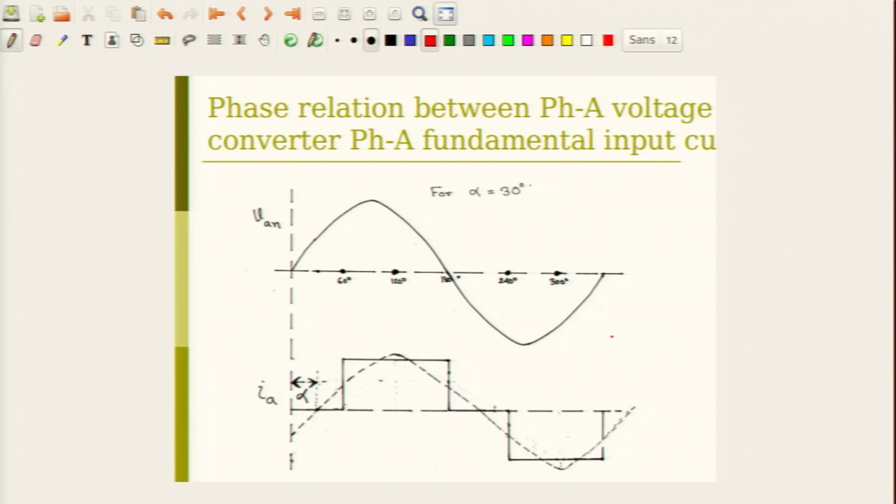One of the things I mentioned sometimes is that in fact the current lags the voltage VAN by the firing delay angle alpha. So if you look at the phase relationship between VAN and alpha, for alpha equal to 30 degrees you will find the fundamental component of the AC side waveform is also lagging by 30 degrees. So, this firing angle has an intimate relationship with power factor.